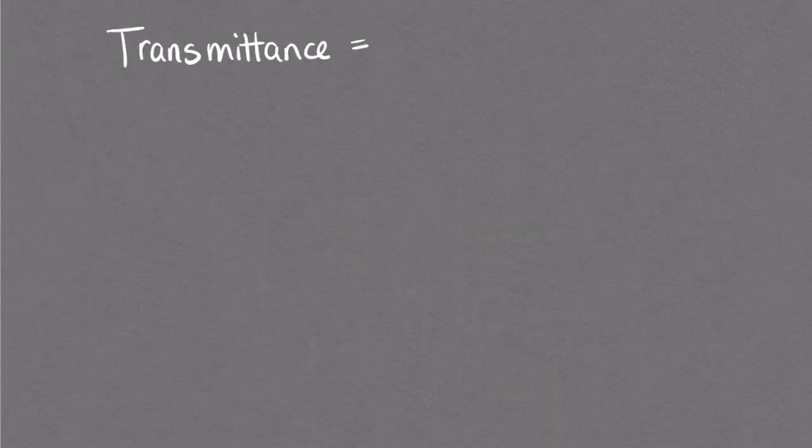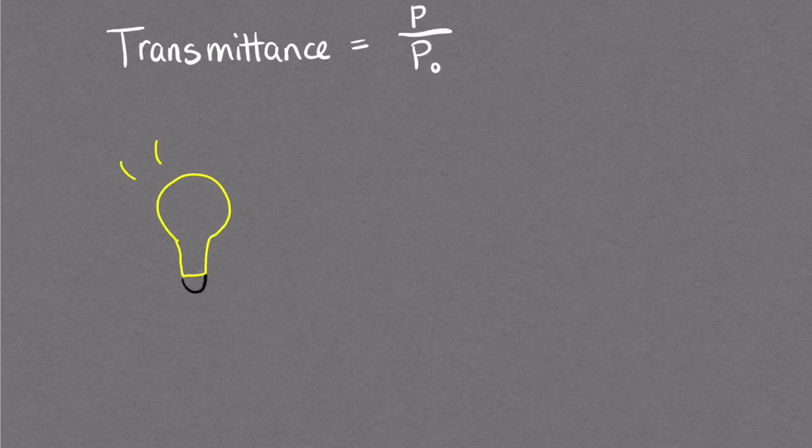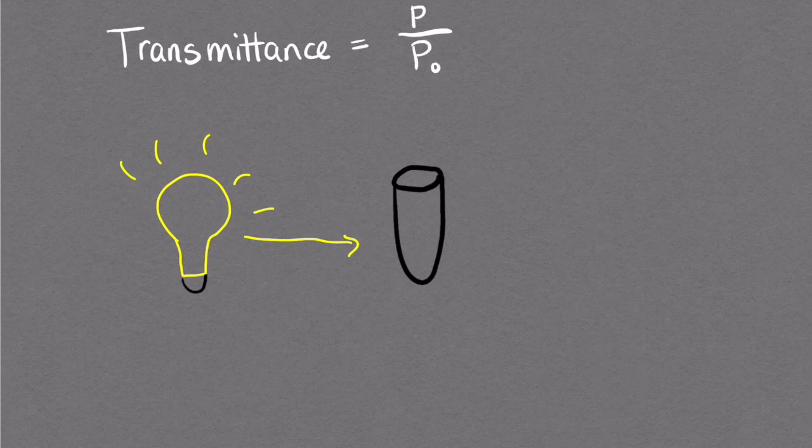Mathematically, we can say transmittance is the ratio P divided by P naught. Now let's say we had a test tube and we shined light at it at an initial intensity of P naught. Then some of the light will be absorbed and whatever comes out is at intensity P. Transmittance is this ratio of what comes out divided by what goes in.